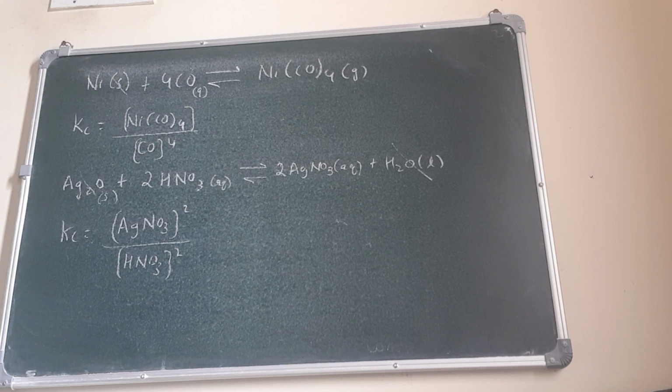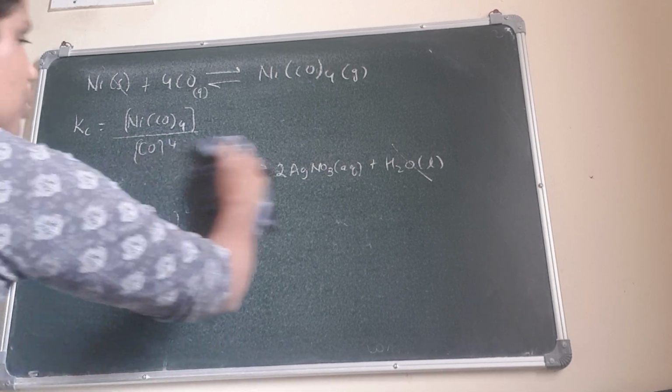Okay, let us take up one numerical to actually understand heterogeneous equilibrium. And I am going to do 7.6 of your worked example. Okay, so what is it telling you? There is a reaction given to you.